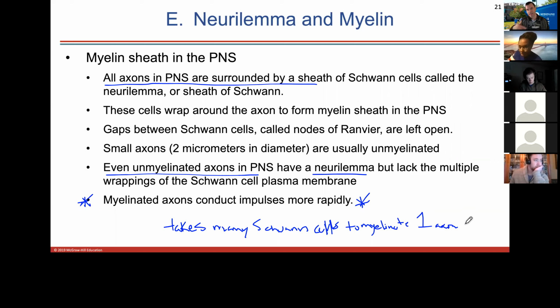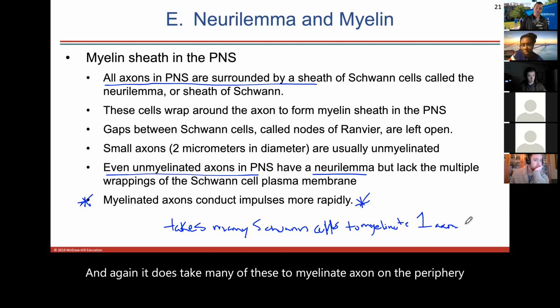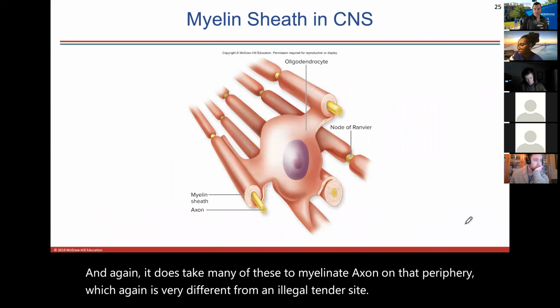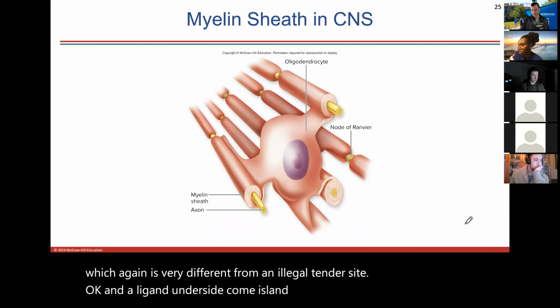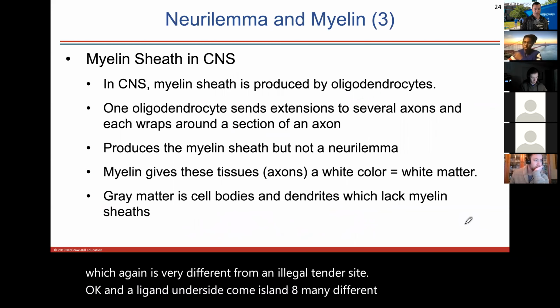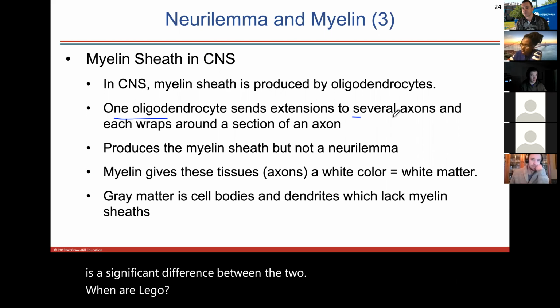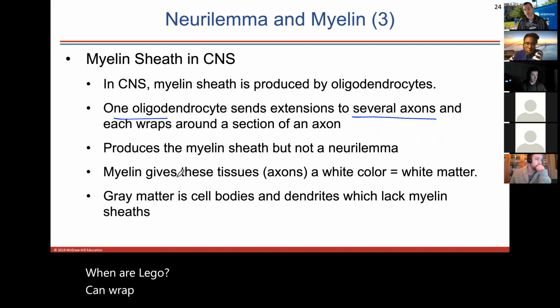Okay. And again, it does take many of these to myelinate an axon on that periphery, which again is very different from an oligodendrocyte. Okay. An oligodendrocyte can myelinate many different axons, right? That is a significant difference between the two. Okay. One oligo can wrap several axons.